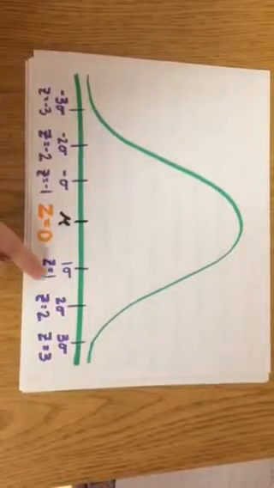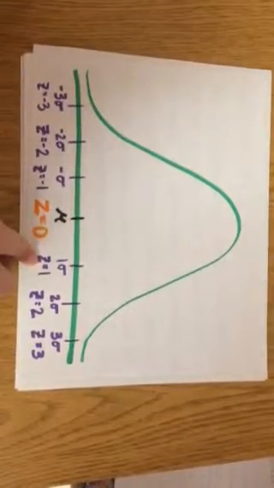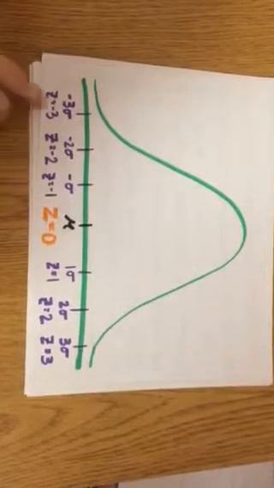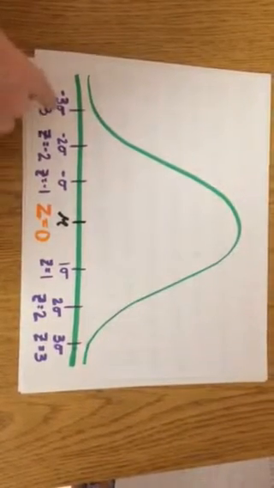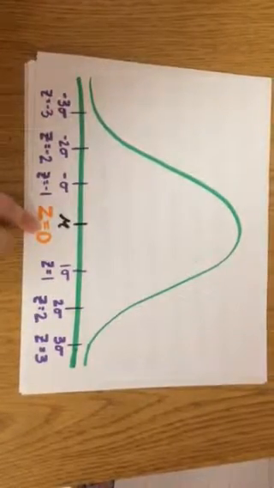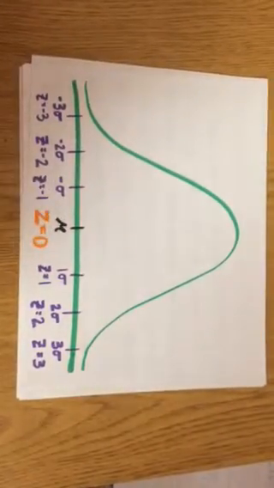If we have the z-score of 1, then that means that it is 1 standard deviation above the mean. If we have a z-score of negative 3, then that means it's 3 standard deviations below the mean. And if we have a z-score of 0, that means that the value is at the mean.